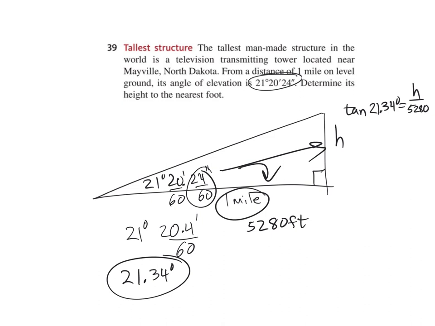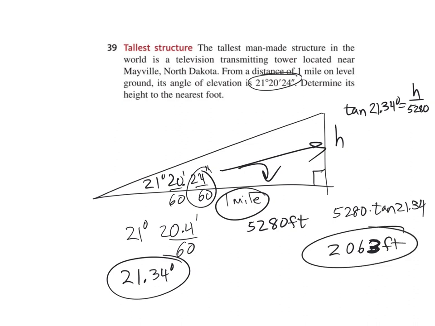So multiply both sides by 5,280. So 5,280 times the tangent of 21.34 in your calculator. 21.34, tangent of that, times 5,280, and we get 2,062 point something, and it should be 3 to the nearest foot. So 2,063 feet is the height. Pretty tall structure.